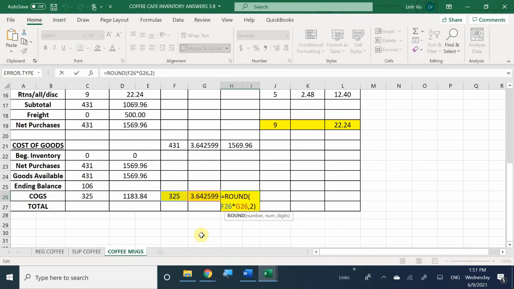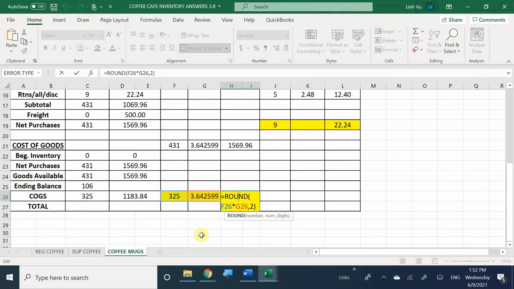Meanwhile, I keep getting 1183.85. Okay, so that means you rounded too early. Did you punch in those numbers or did you actually calculate and leave the formula in there? I was trying to do it both ways. I think I rounded the cost per item too soon. Yes, if you typed in 3.642599, you rounded the number already.